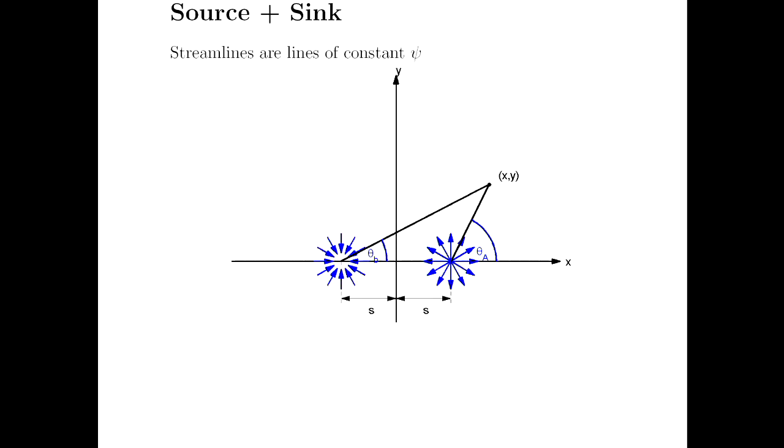Now we want to find out what the streamlines for this source and sink flow look like. We know that streamlines are lines of constant psi, which means that q divided by 2 pi times theta a minus theta b has to be equal to a constant. So the difference between theta a and theta b has to be a constant.